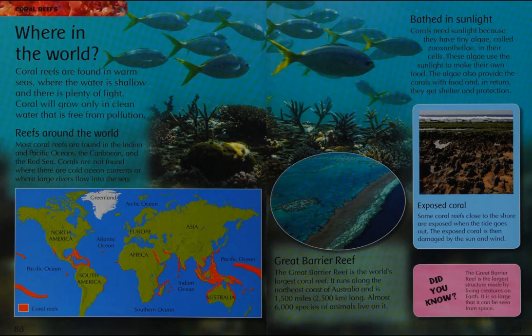Great Barrier Reef. The Great Barrier Reef is the world's largest coral reef. It runs along the northeast coast of Australia and is 1,500 miles, 2,500 kilometers, long. Almost 6,000 species of animals live on it. Did you know? The Great Barrier Reef is the largest structure made by living creatures on Earth. It is so large that it can be seen from space.